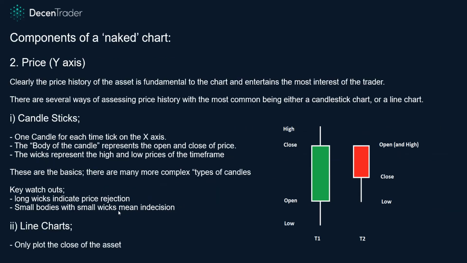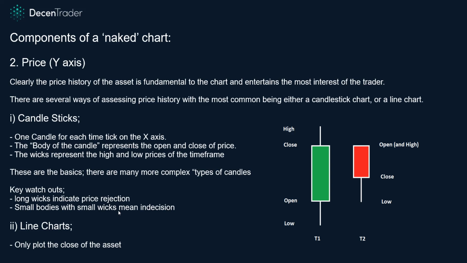So the second component, which we've mentioned, is price, and that's on the y-axis. Literally, this is the one that most people are interested in. Obviously, you've got to buy it at a particular price, and you're going to sell it at a particular price. So that's the most important thing that people are interested in.